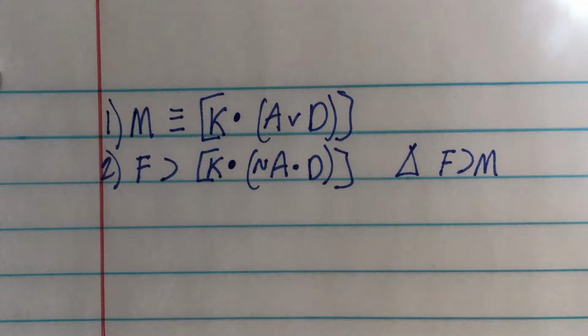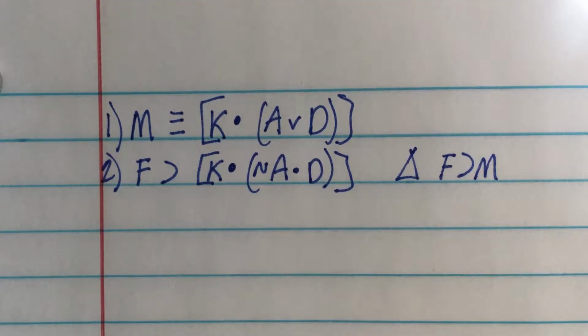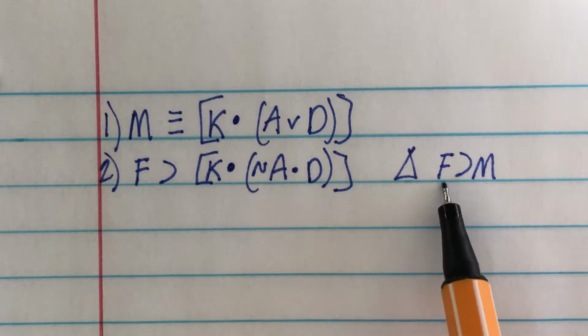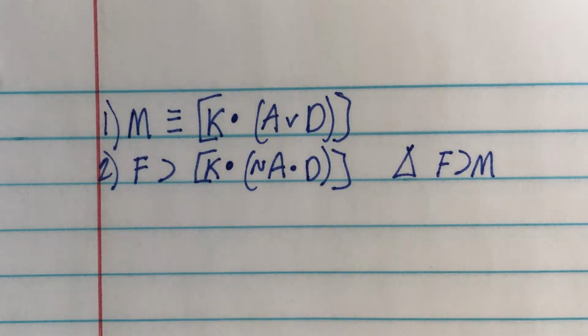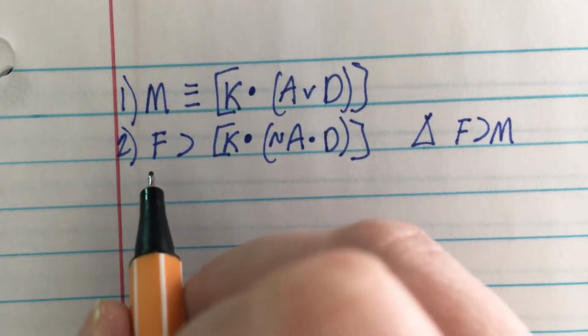So what we're trying to prove is that M, if and only if K and A or D, and if F, then K and not A and D, therefore if F, then M. So the first thing I'm going to do, and this is important, I'm going to see that I have a conditional in my conclusion. Okay, guys? So the first thing I'm going to do is assume the antecedent. That was that sentence we repeated together a number of times last week. If a conditional is in the conclusion, your first step should usually be assume the antecedent.